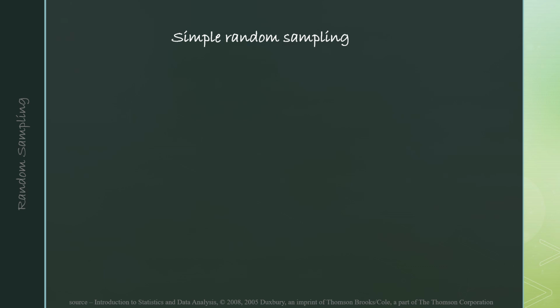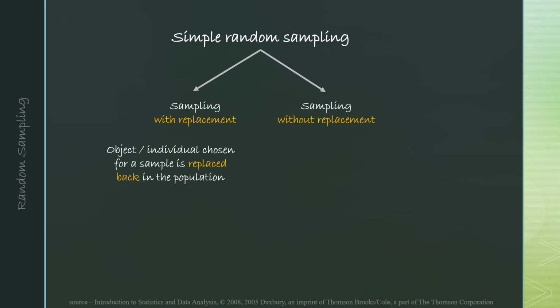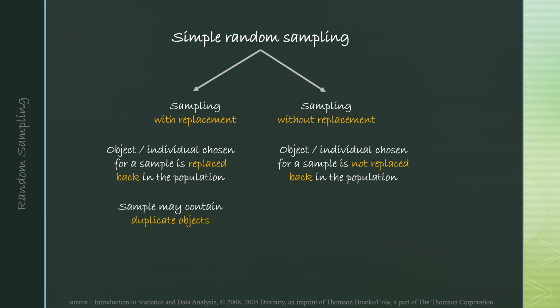Simple random sampling is carried out in one of two possible ways: sampling with replacement and sampling without replacement. The object or individual chosen for a sample is replaced back in the population in case of with replacement, and is not replaced back in the population in case of without replacement. Sample may contain duplicate objects in case of with replacement. Sample contains unique objects from the population in case of without replacement.